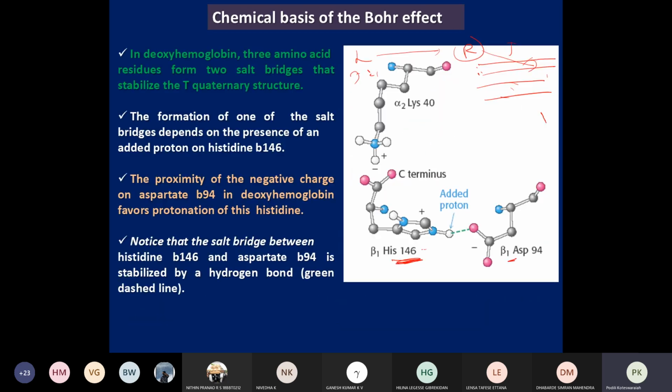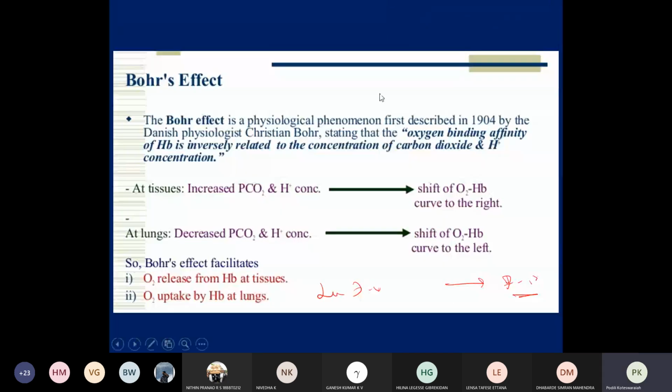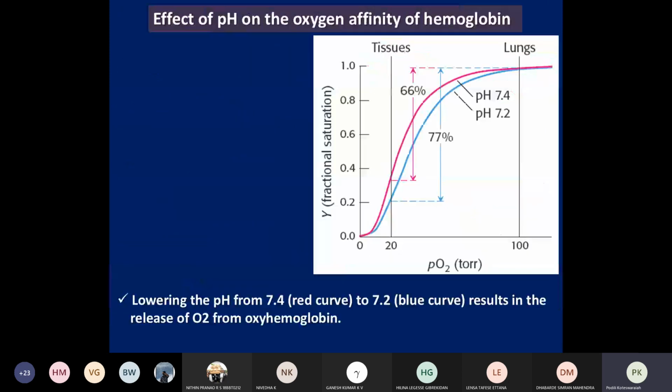So this was observed by Christian Bohr in 1904, and this phenomenon is known as the Bohr effect. You can also see here that when the pH is reduced from 7.4 to 7.2, there are two dissociation curves, and when the pH is lowered, the O2 dissociation curve moves towards the right. So that means if it moves one way it has lower affinity, and if it moves the other way it has a higher affinity towards oxygen. So you can clearly understand that.